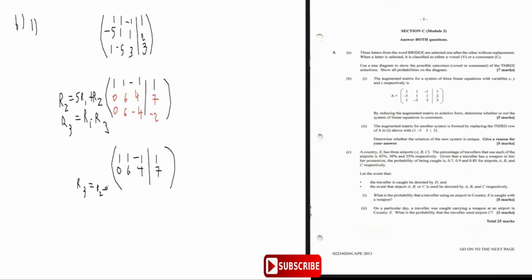So row 2 minus row 3, that is going to give us, let's change the color and do it. 0 minus 0 is 0. 6 minus 6 is 0. 4 minus minus 4 is 8. And 7 minus minus 2 is 9.